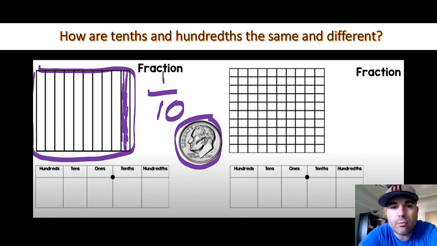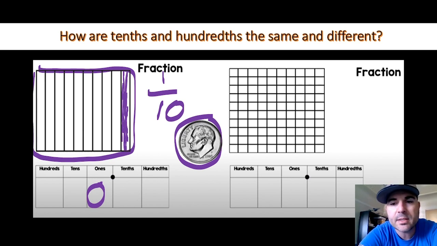And if I want to show it written as a decimal, I'm going to look at my decimal grid. I'm going to ask myself, is the whole decimal grid colored in? No. So I don't have any whole decimal grids, so I use 0. To the right of the decimal, I'm going to put how many tenths I have. I have 1.